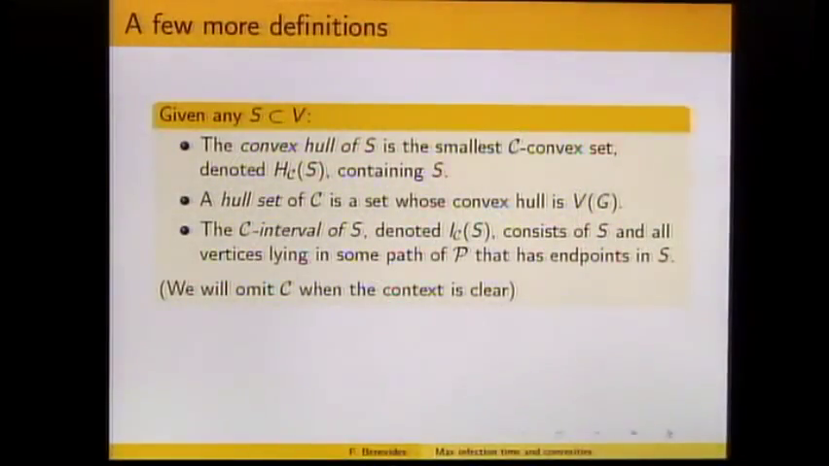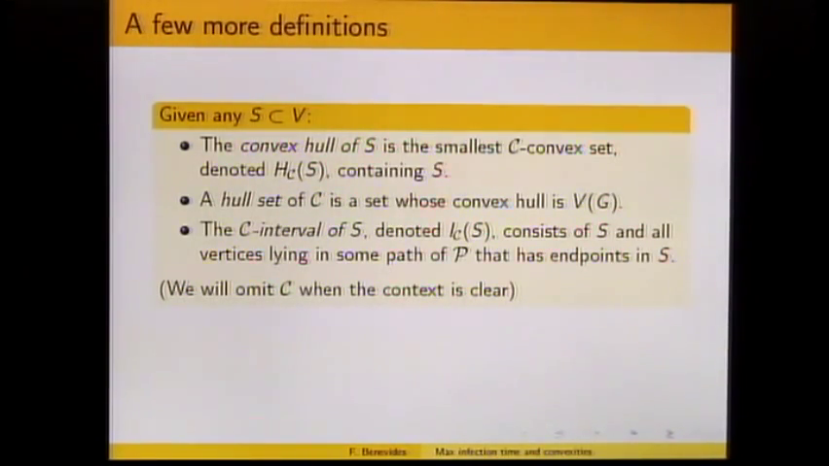And when we look at convexities, we have some natural definitions, right, that generalize the usual notions in the Euclidean space. So you have the convex hull of a set S, which is the smallest set that's convex and that contains S. We say that a set is a hull set if the convex hull is the whole graph, right?